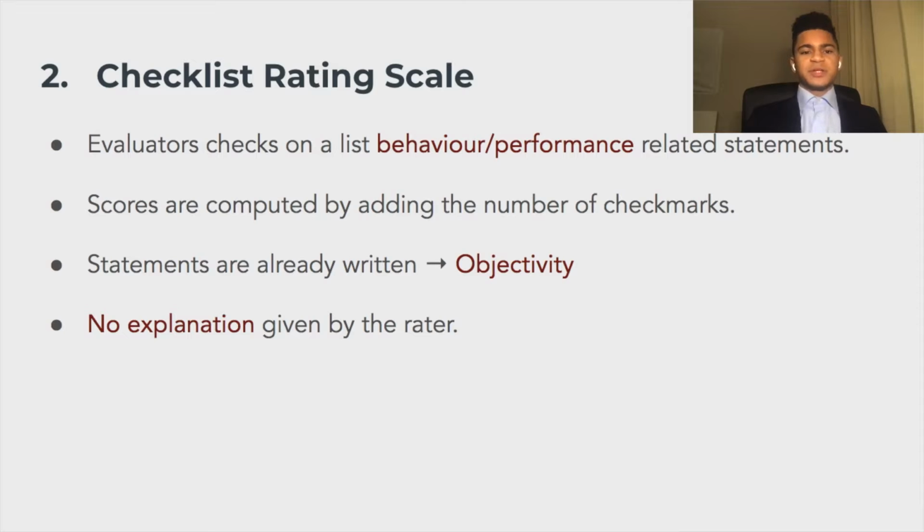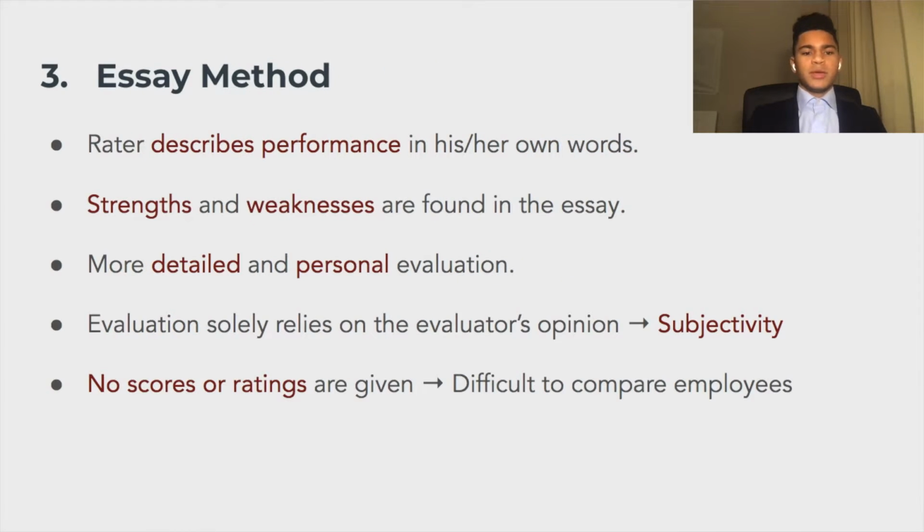Secondly, we have the checklist rating scale, where the evaluator will check off a list of behavior and performance-related statements that apply to an employee. Scores are then computed by adding the number of check marks an employee receives. While this method does promote objectivity, it doesn't allow the evaluator to deliver a detailed explanation of the employee's performance. Thirdly, we have the essay method, where the evaluator describes the performance in his or her own words. This method allows for more detailed and personal evaluation. However, it is more subjective as the evaluation solely depends on the evaluator's opinion of the employee's performance.